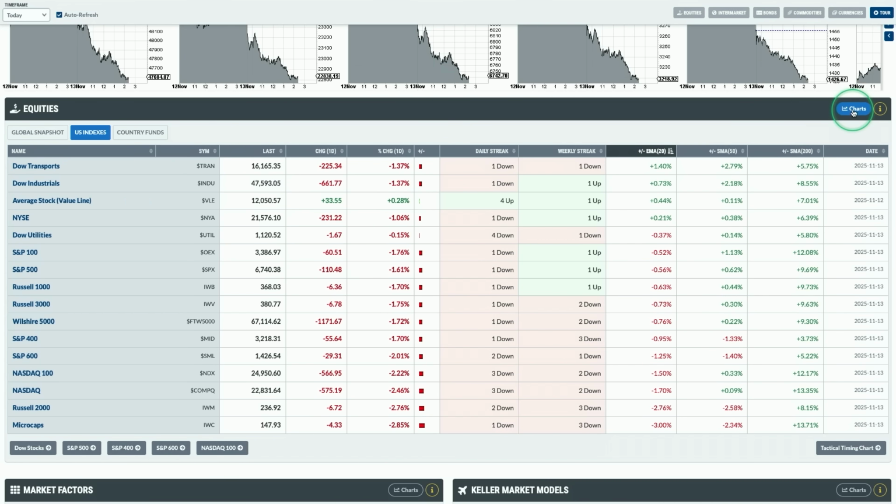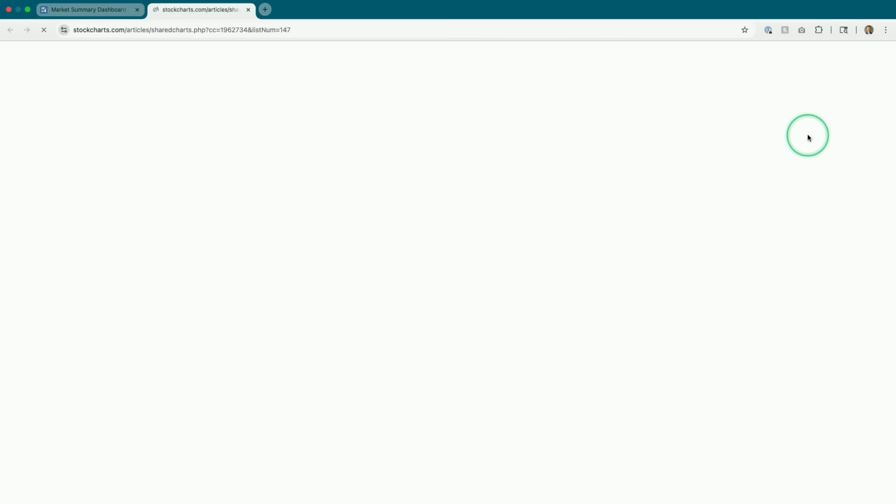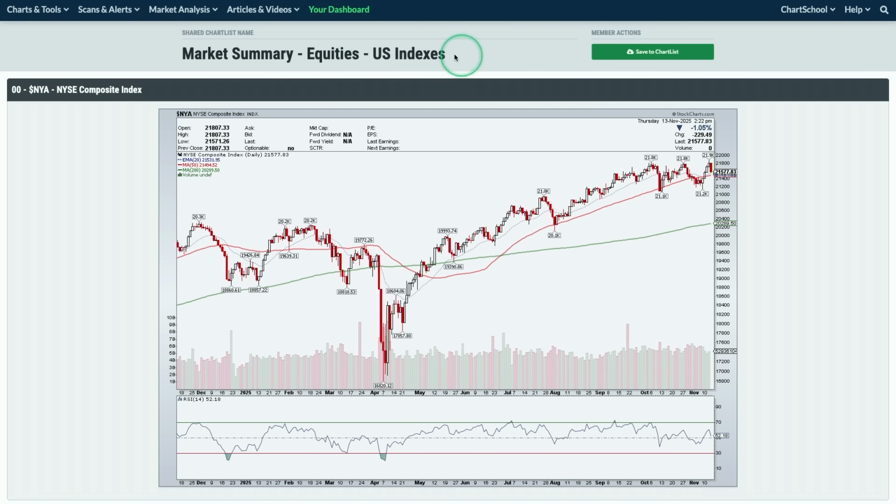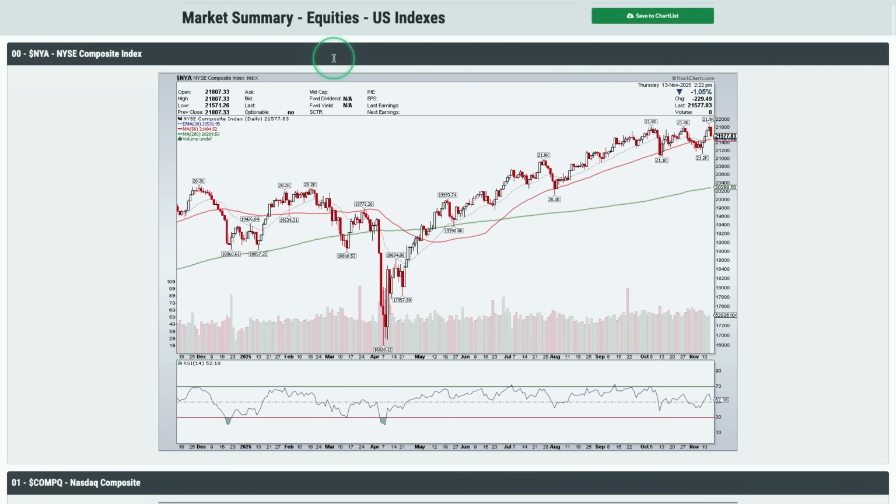But again, we mentioned the chart links. I'm also doing this through the chart view. This is a great way to watch these indexes. You want to watch them through that table view, but you also, of course, want to look at the charts themselves. So you can quickly open up those major US indexes in chart form.